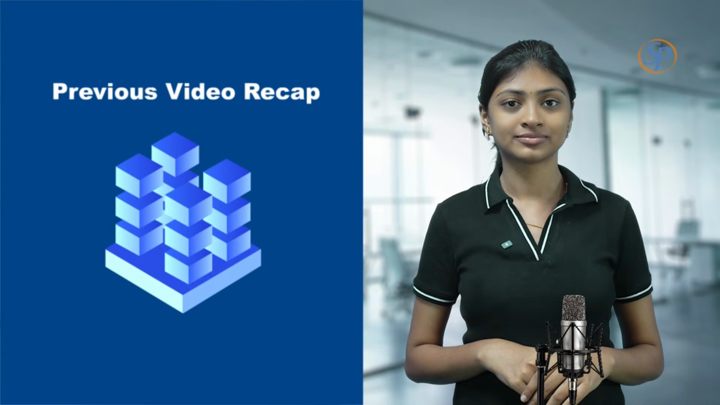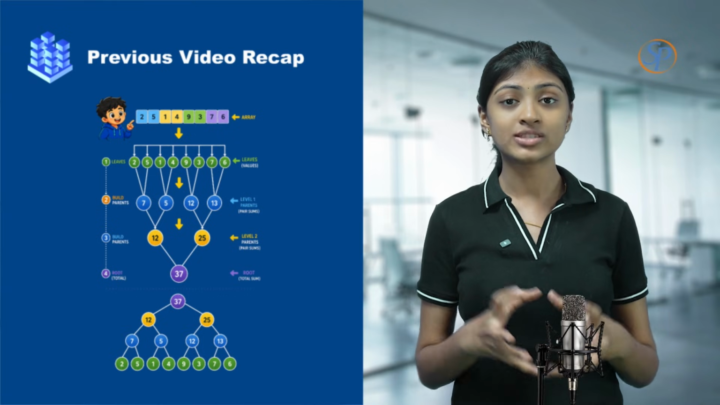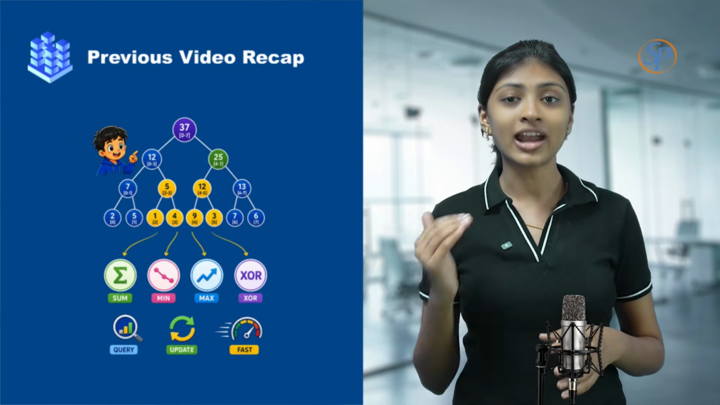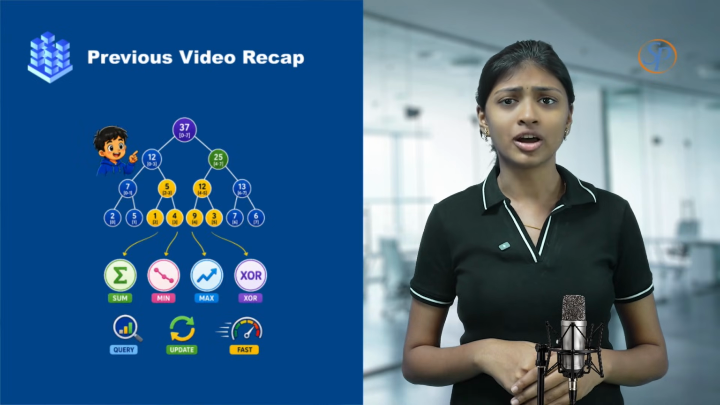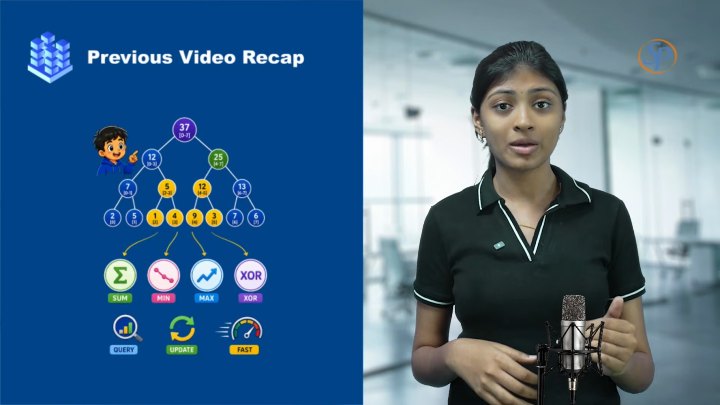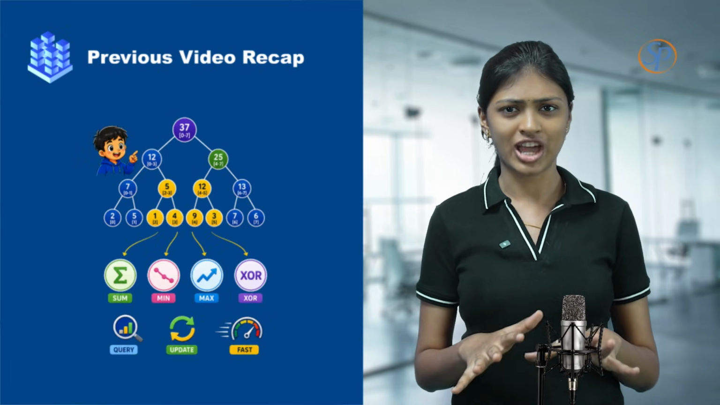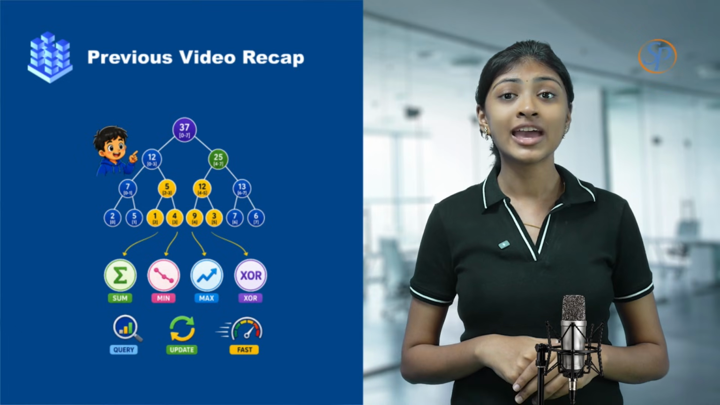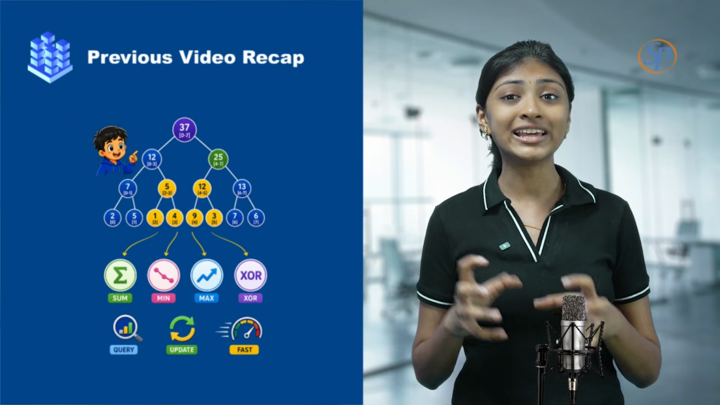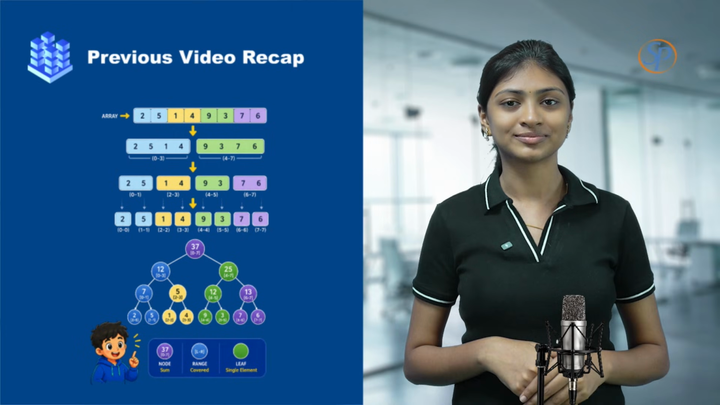Previous video recap. In the last video, you learned segment trees, where we stored range information in a tree structure to handle both queries and updates efficiently. But the problem with segment trees is that they take more code, more memory, and sometimes feel heavy for simpler problems. So naturally, the question becomes, can we do something similar in a simpler way when we only care about prefix sums? That's where Fenwick tree comes in.